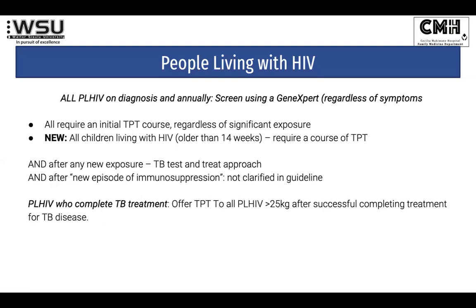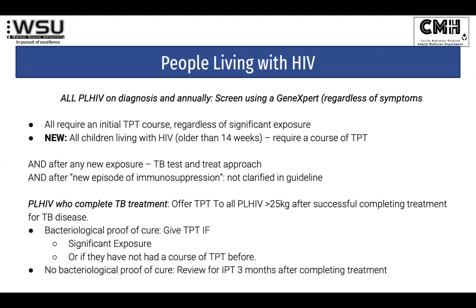One of our high-risk groups is people who have had TB in the past. They have a much higher risk of developing TB again in the future. So they recommend in the table that for all patients who are HIV positive, when they finish their TB treatment, you follow up with a year of TPT. In the text, they qualify it slightly: if you have bacteriological proof of cure at the end of that TB treatment, then you can give TPT, but only if they have had a significant exposure again, then you might give it. Or if they've never had a course of TPT before, then you will give it. So there's a slight differentiation here.